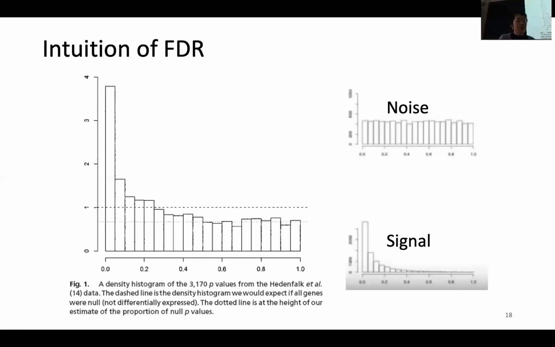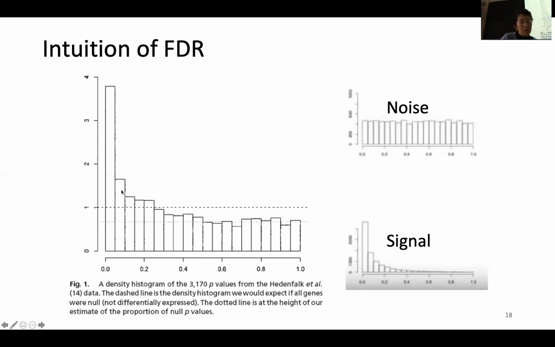So FDR is the false positives divided by all the things you call. It would mean that if you are going to call differential genes at this particular p-value, how many genes are you going to call? You're going to call everything to the left of this as differentially expressed, right? But out of all of these genes, anything below this dotted line, these are all random garbage from the noise. But everything above it, that's the real signal. So the FDR would be this little area divided by the whole bar.